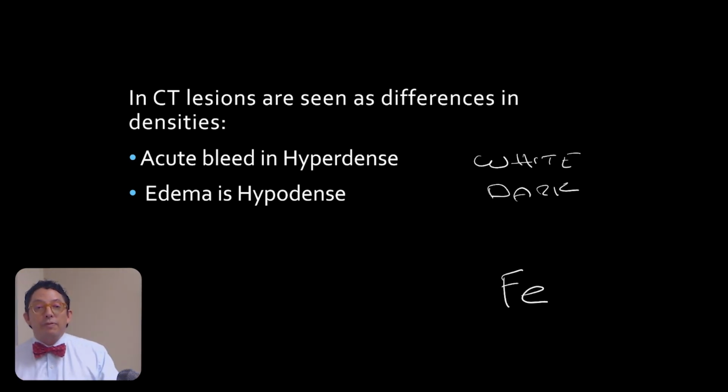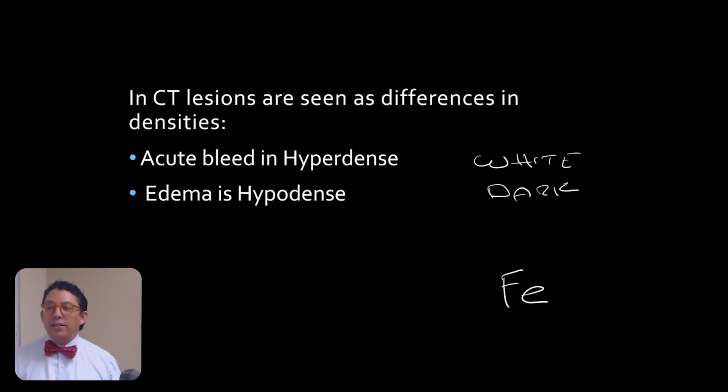Because of iron, every time that you have an acute bleed, in the acute phase the blood is going to ooze out, and you're going to see that hyperdensity of the blood be this white blob that you're going to see on CT. So acute bleeds tend to be hyperdense. And as they become old, there's going to be a reabsorption of the blood, and they're going to become darker and darker. Now, what is dark in the brain?